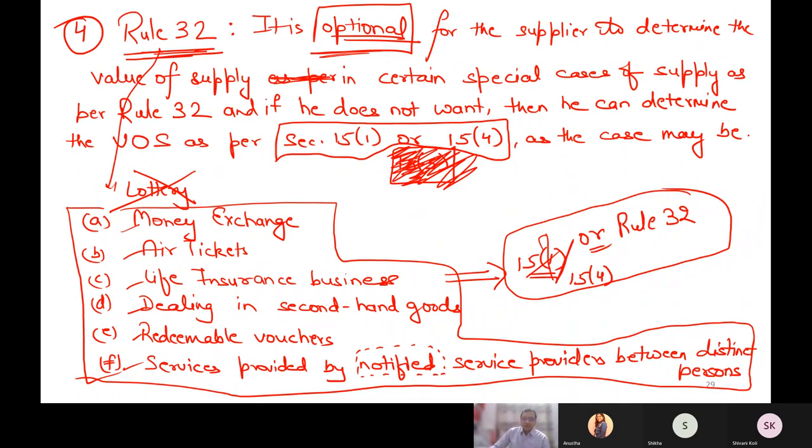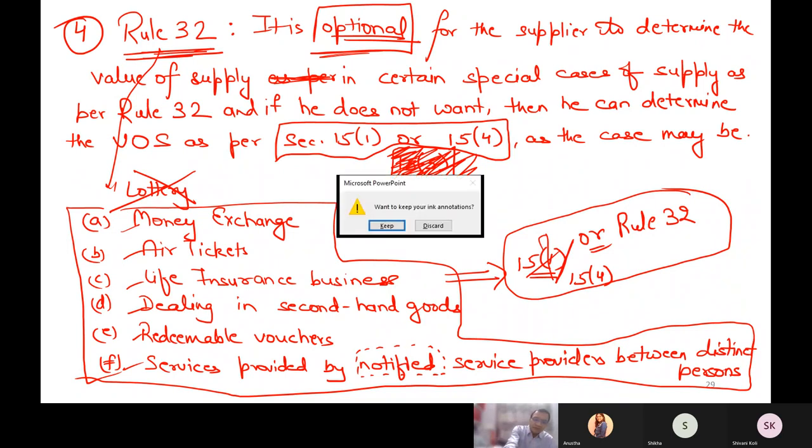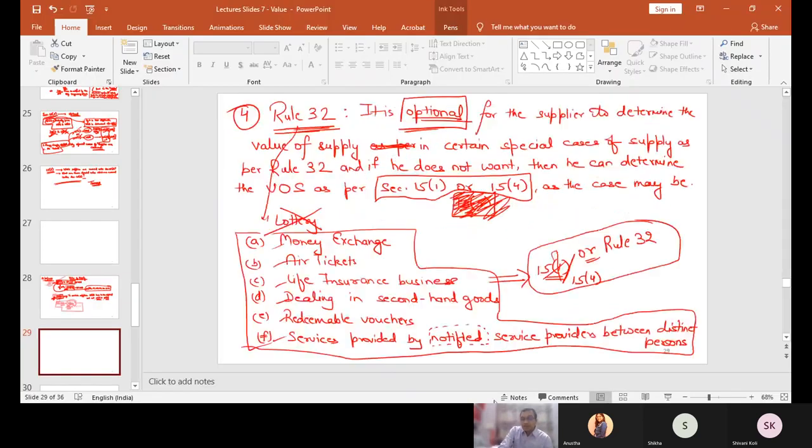That's it. I hope the structure of rule 32 is also clear. This is the fourth way to determine value of supply. After 15.1, 15.4, 15.5, then we have rule 32. But that is only for 6 different types of supply, which I'm going to discuss now. But please raise your hand if the structure in your mind is clear, because most of the people don't know the structure in their mind. They can compute the value, but they will not be able to tell you exactly under which section or rule they are computing and why. So if the structure is clear, please raise your hand.